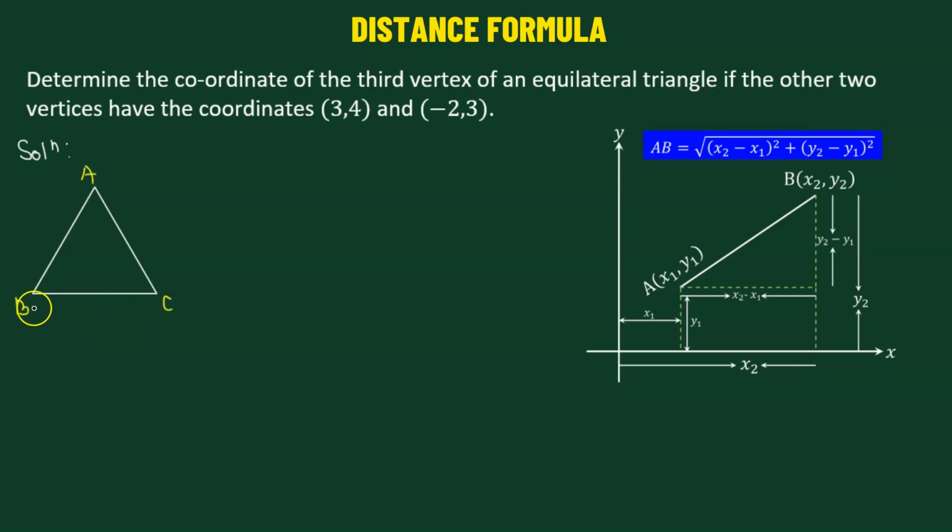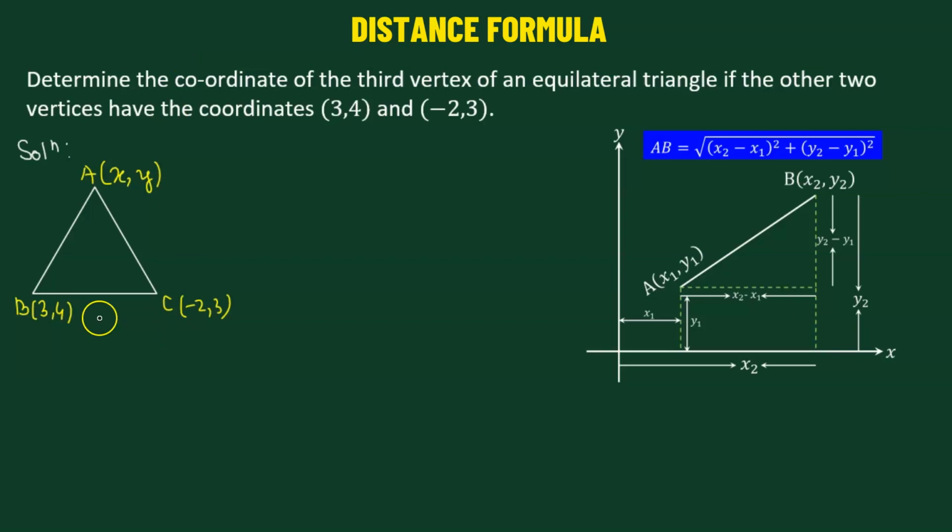Now the coordinates of B, that's (3, 4). Coordinates of C, let it be (-2, 3). We need to obtain the coordinate of the third vertex. So let us assume that its coordinate is (x, y). Now, how do we find out the coordinate of the third vertex? All we have to do is use the distance formula.